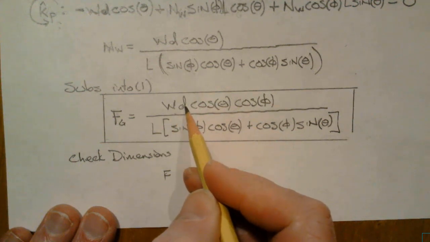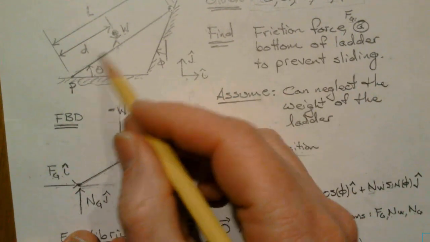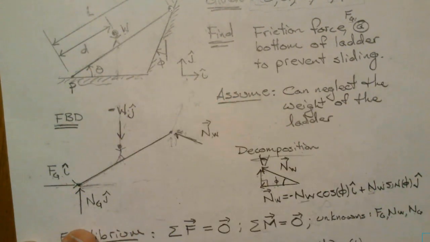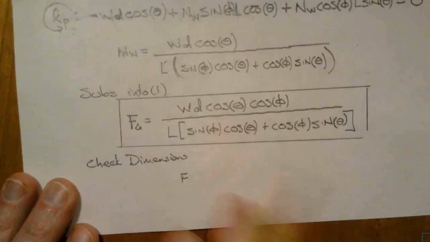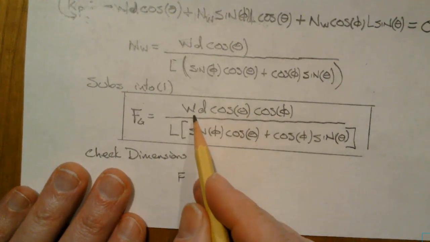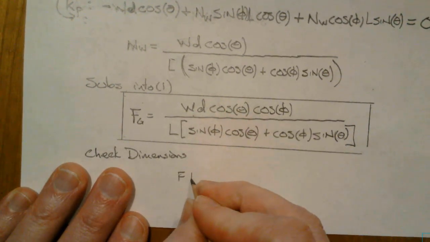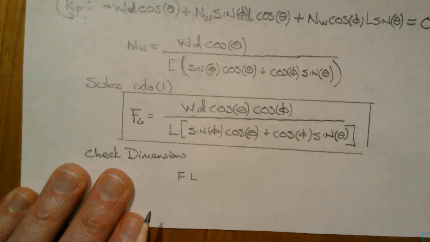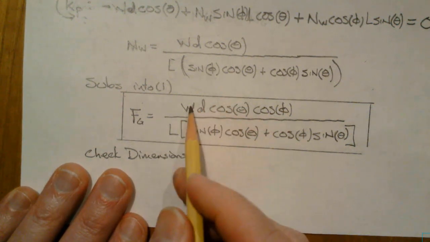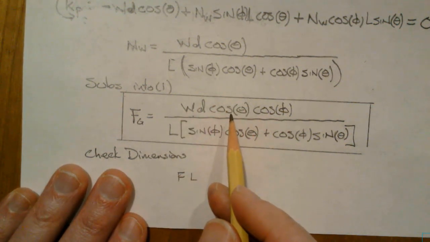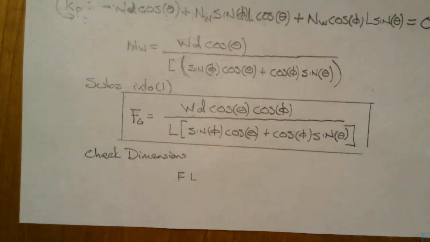D right here is what? D is the distance up the ladder, along the ladder. That's a length, right? So I've got a force times a length. Ooh, that's what I got in the first part of the numerator. Then I have a cosine theta. What the heck is a cosine theta?